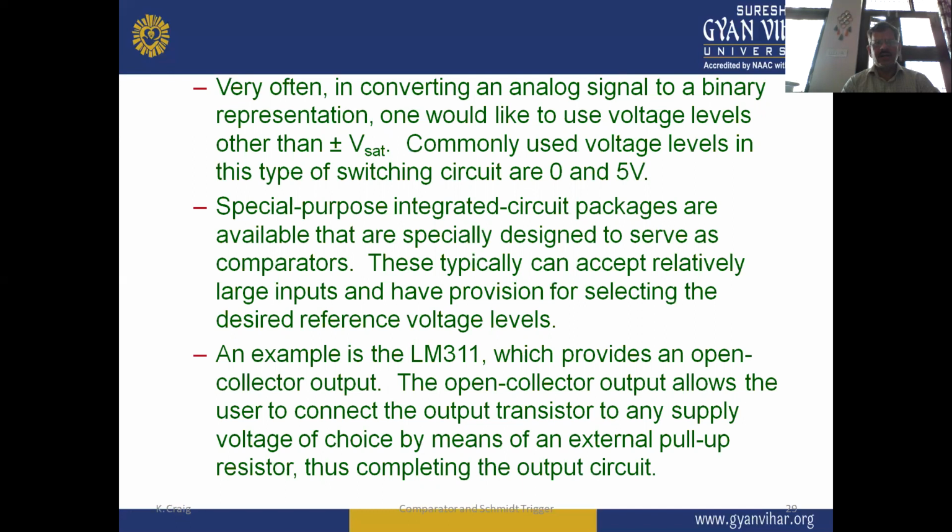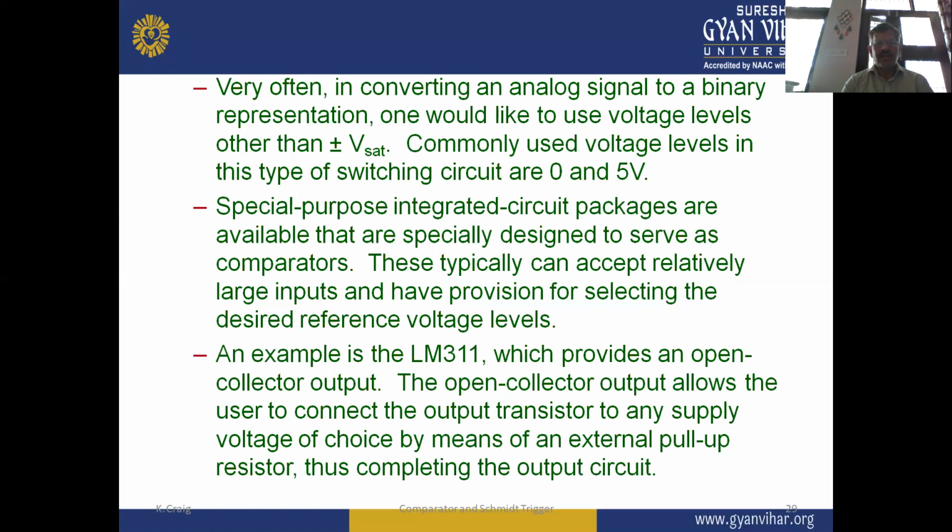And very often, in converting an analog signal to a binary representation, one would like to use voltage levels other than plus or minus V saturation. Commonly used voltage levels in this type of switching circuit are 0 and 5 volts. So special purpose integrated circuit packages are available that are specially designed to serve as comparators. These typically can accept relatively large inputs and have provision for selecting the desired reference voltage levels.